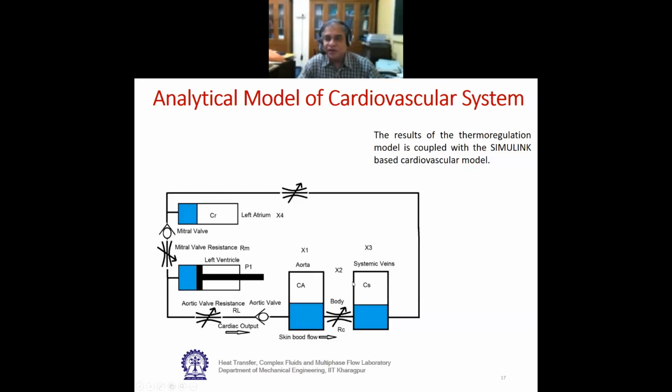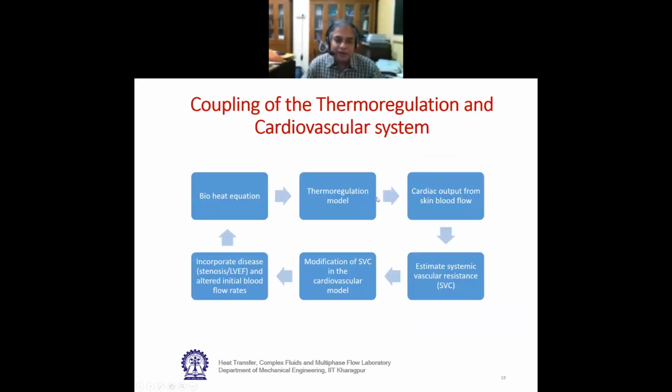So we have certain differential equations coming from energy balance, and we have a Simulink-based model which has compliance, resistance, and some sort of actuator, etc. These two models are now combined together. From the bioheat equation, we take the thermoregulation model, so what kind of regulation is going on or is necessary can enter our total modeling platform. Then cardiac output from skin blood flow we can calculate from the bioheat equation, because different layers have been considered. From here, we will get the vascular resistance. This will be fed to the Simulink model of the cardiovascular system, so either it will be in the normal operating condition or in the disease condition.